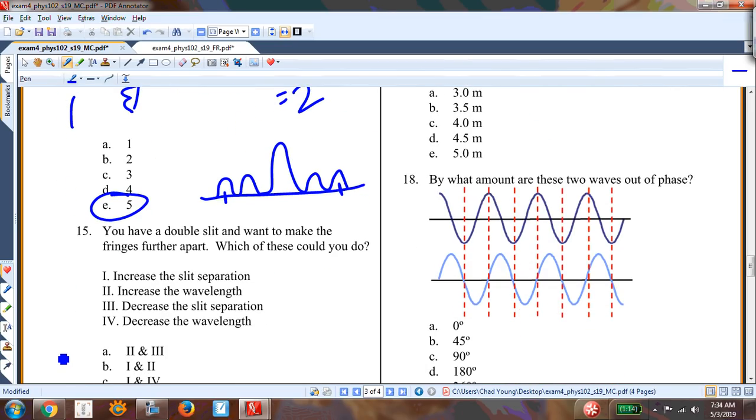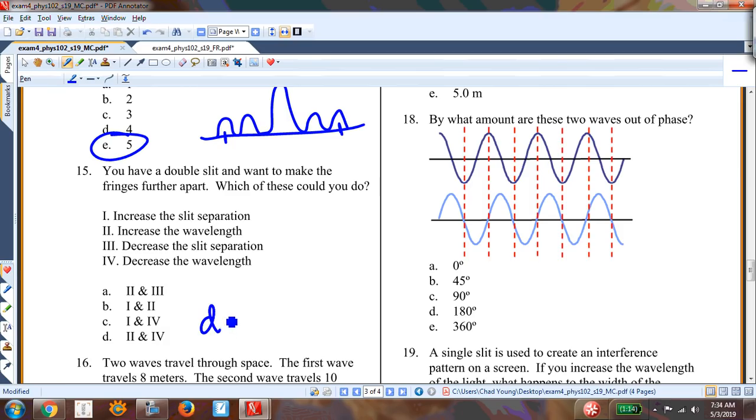You have a double slit and you want to make the fringes further apart, what could you do? Look, d sine theta equals m lambda. To make them further apart, that means that I'm increasing theta. And so if I increase the slit separation, if I increase d, will that make theta increase? No. But if I increase the wavelength, that makes theta increase. If I decrease the slit separation, that makes theta increase. If I decrease the wavelength, that doesn't do it. So it's 2 and 3. A is the right answer.